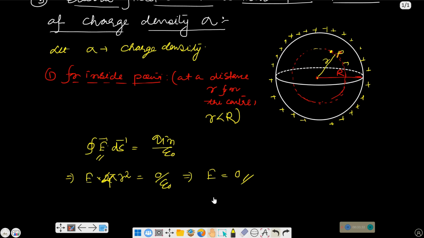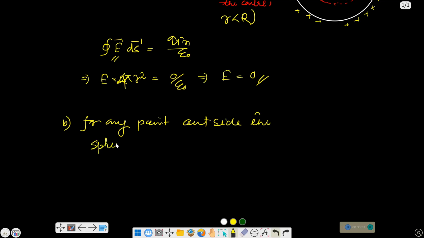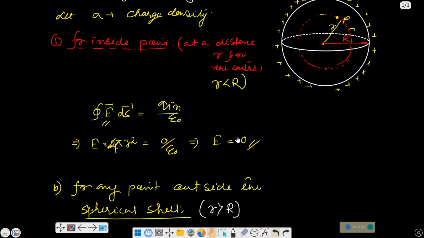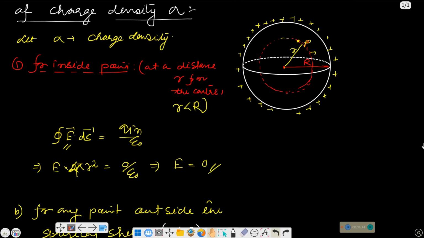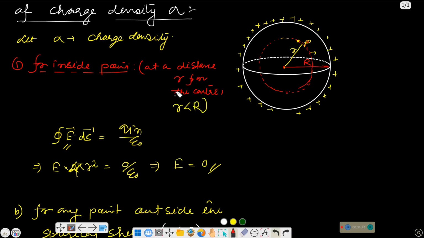Now for any point outside, case B, for any point outside the spherical shell, that is for r greater than R, distance which is greater than R. If we do this for any outside point, let me take another Gaussian surface for this, which will be outside of this spherical shell.